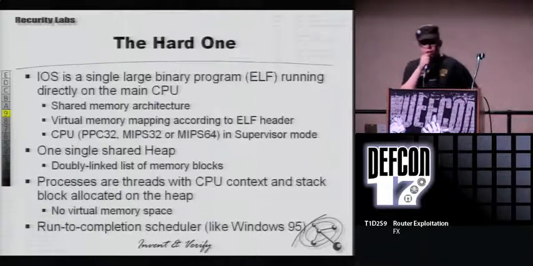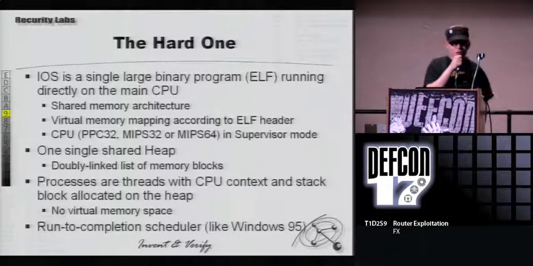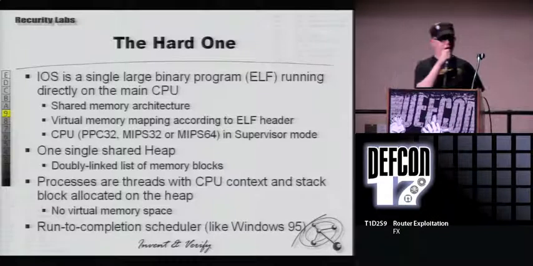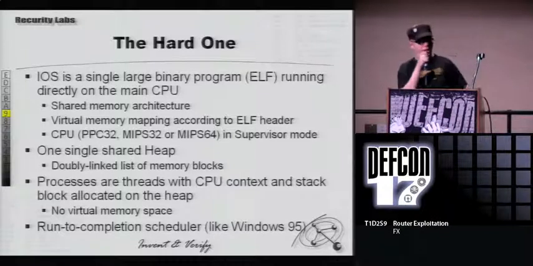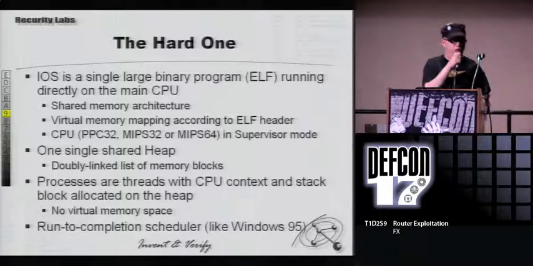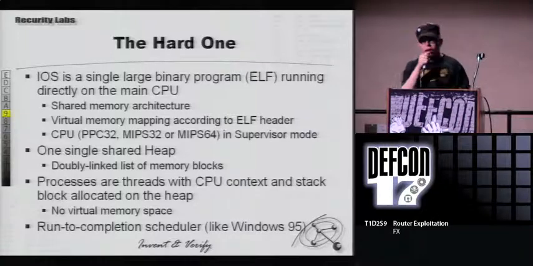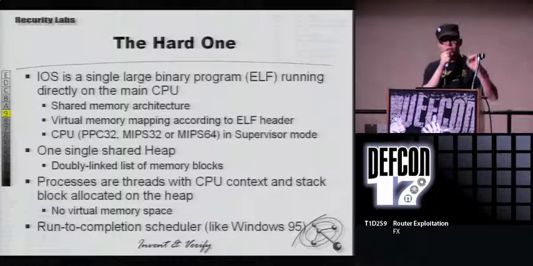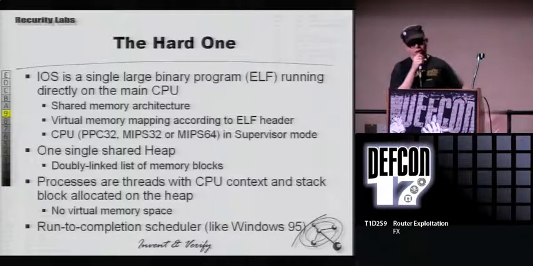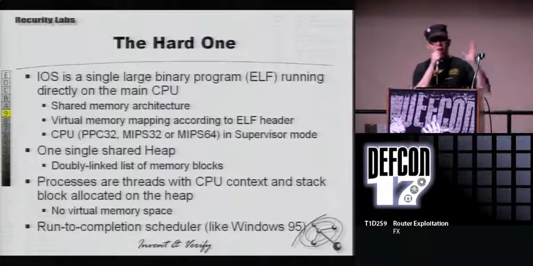So the hard one is IOS. This is why I love it. And as I said, it's a single large binary, shared memory architecture, so everything can write anywhere in memory. There's virtual memory mapping according to the ELF header, so you only have a data section and a text section and stuff. And it's for PowerPC and MIPS. It has one single shared heap. So the whole thing shares one heap. What can possibly go wrong?